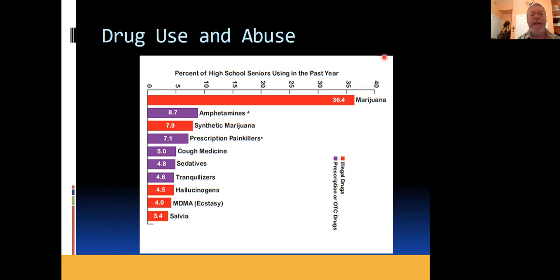On the other hand, you'll notice that there's a significant number of high school seniors who had used prescription drugs or even over the counter things, like amphetamines, like Adderall, which is used for ADHD, sedatives, tranquilizers, and so forth. So that gives you some sense of the percentages of drugs being used. Now, this doesn't include alcohol or tobacco, which are highly common as well, and would be up there with marijuana for sure.